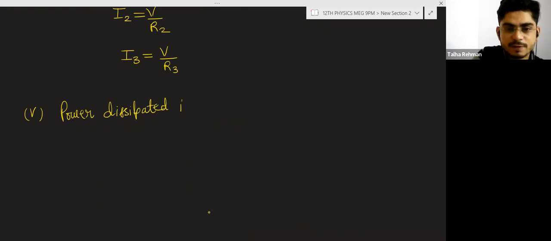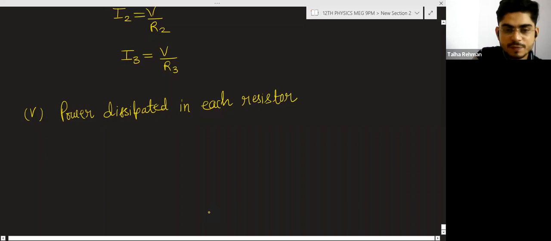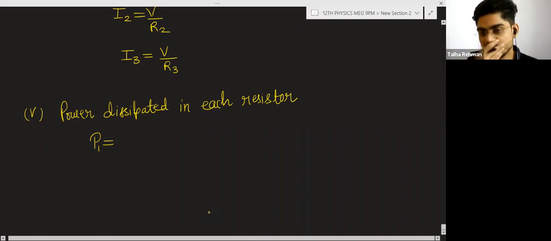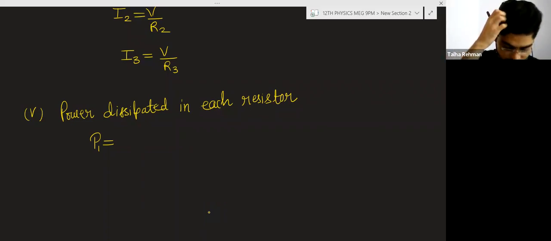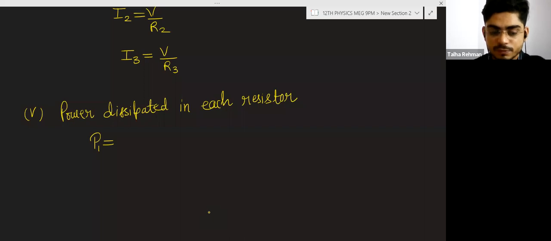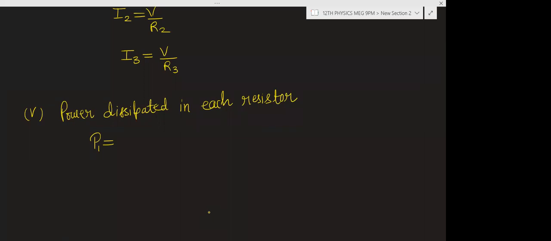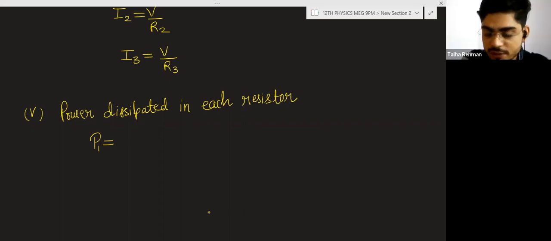Power dissipated in each resistor. I am representing power with P, and P1 is the power dissipated in resistance 1. Dissipated means lost. I am giving you one example also. Right now, you can check your laptop. There will be some heating in the laptop. In the phone also, there will be some heating. Power is lost in the form of heat.